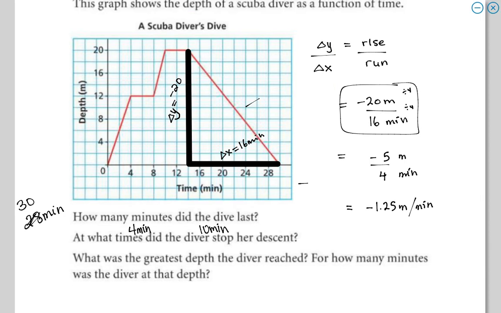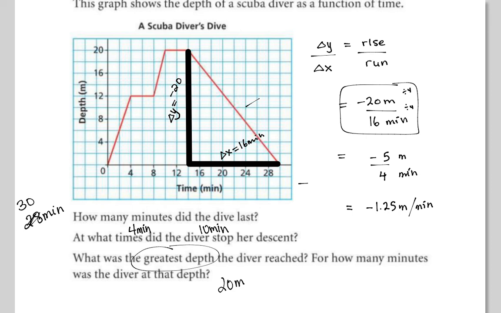And what was the greatest depth reached? So the greatest depth, you would have to look at the highest value on the y-axis. So 20 is the greatest depth. That's as far as Batman got. So 20 meters was the greatest depth.